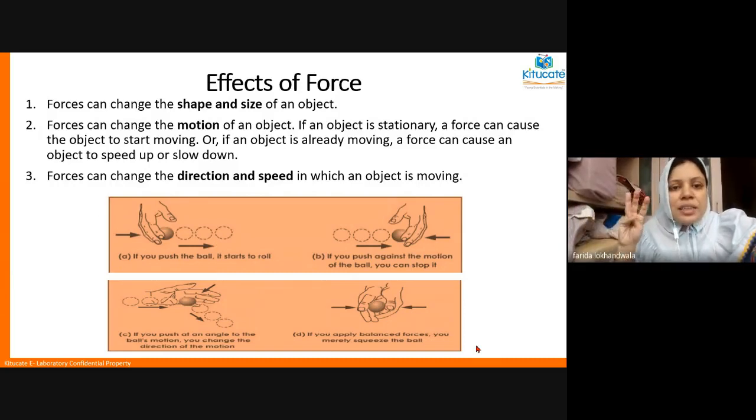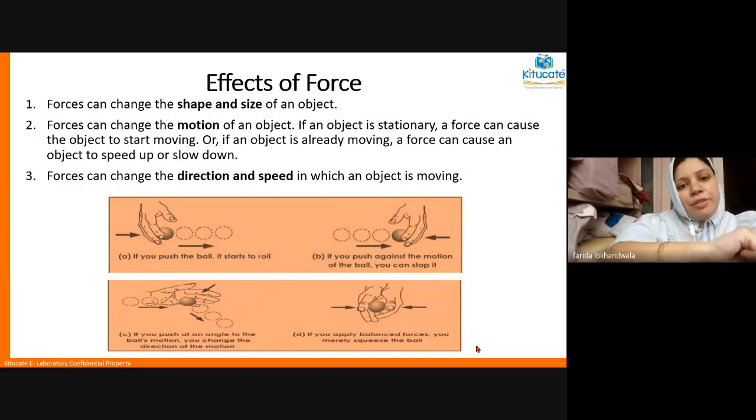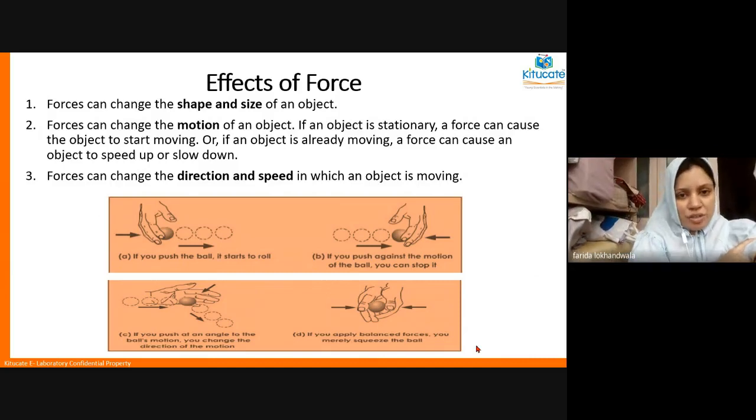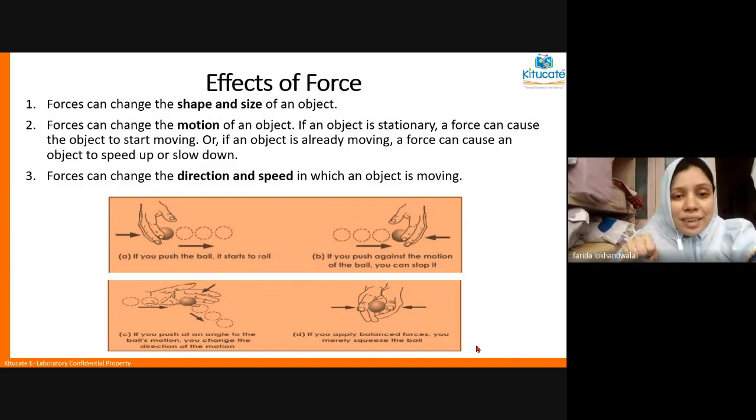Third thing, you are going straight on the bike, you take a left turn. The minute you take a left turn, you're changing the direction. And the fourth thing is the speed. You have a bike, you accelerate the bike. If you accelerate the bike, you're increasing the speed. And if you put brakes, you are decreasing the speed. So that is what you say, that the force will change the direction and the speed of the object.